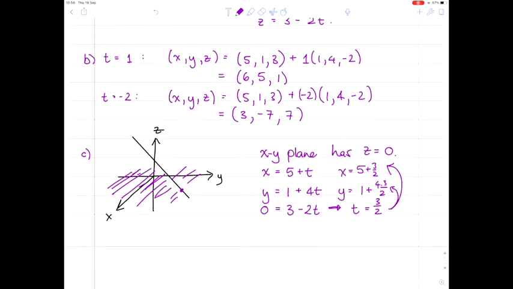And so finally, if we just calculate those, we've got x is equal to 6.5, y is equal to 7, and z is equal to 0. So the actual point that we're looking for is the point (6.5, 7, 0).